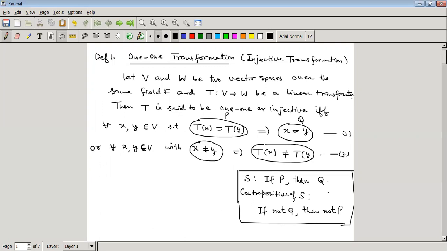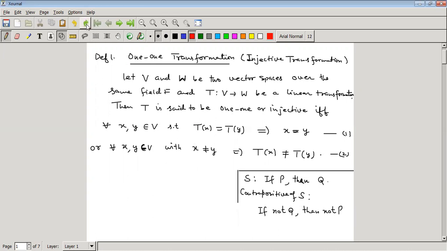So if a statement is true, then its contrapositive is also true. So both are equal. In this way we can say this is true, right? So we can use any one of them, but most of the time, when we prove that T is 1-1, we use the first one.